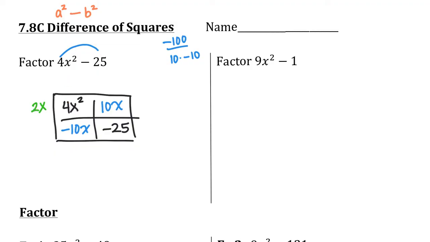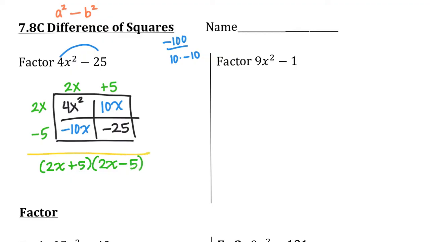2x times 2x is going to give me 4x to the second. 2x times positive 5 is going to give me 10x. 2x times negative 5 is going to give me negative 10x. And then let me check. If I do negative 5 times positive 5, I get negative 25. So this is probably correct. So I got the factors 2x plus 5 times 2x minus 5, which looks good.